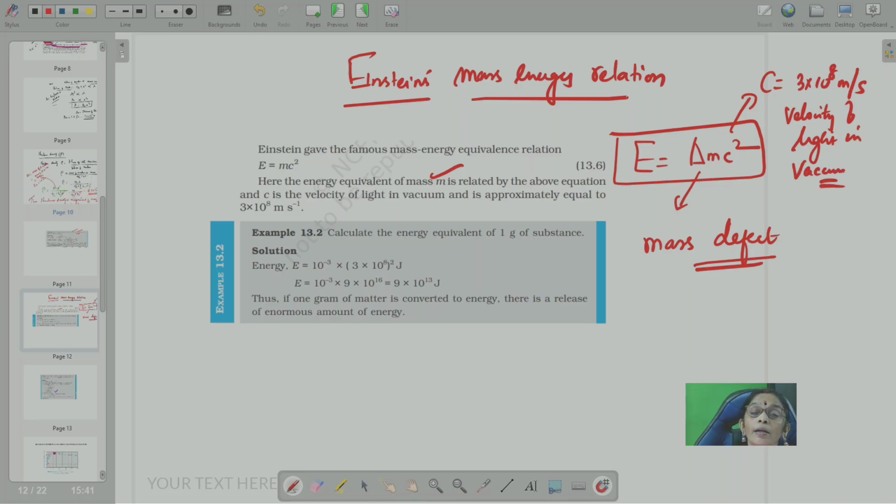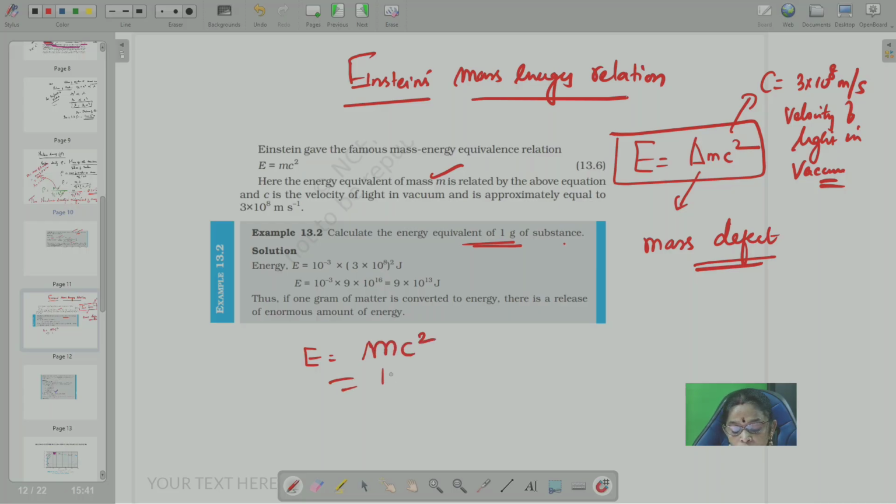So, the energy relation between the mass and the energy released during the reactions is interconvertible according to Einstein, that is equal to delta m c square. Calculate the energy equivalent of 1 gram of a substance. So, we know that E is equal to delta m into c square, or mc square.